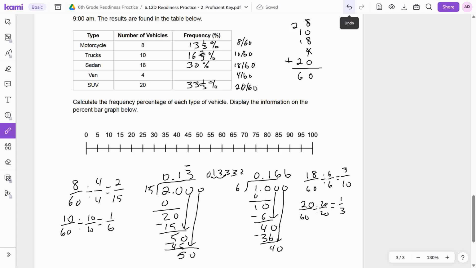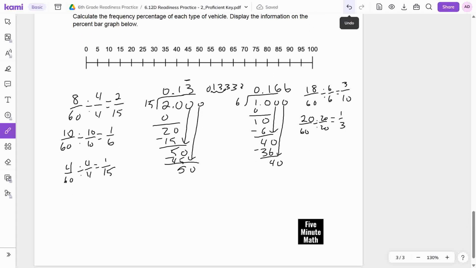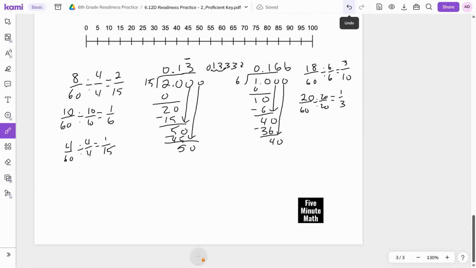out of 60 is probably going to end up being a fraction as well. So let's see. 4 out of 60. If I divide that by 4s, I'm going to get 1 out of 15. All right, so I already did a 2 out of 15. Let's do a 1 out of 15, yeah.